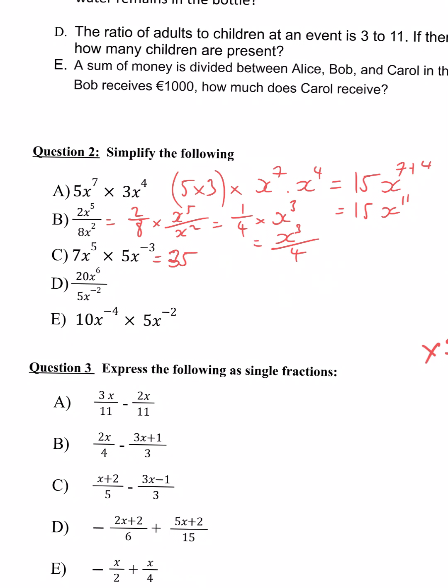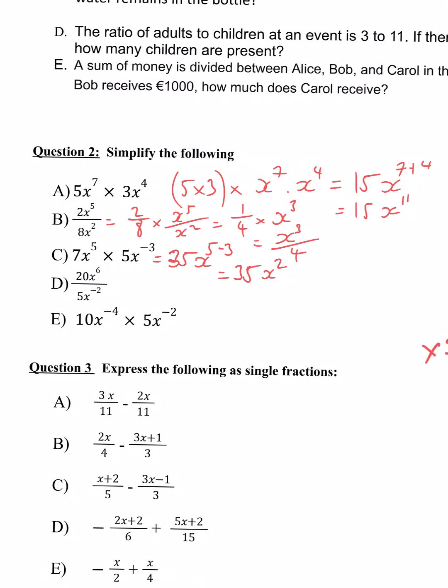And then the x part, we add the powers. Now one of them happens to be negative, but that's fine. It's 5, and we just say minus 3 because it's negative. And the answer we get there is 35 times x to the power of 2, from 5 minus 3.